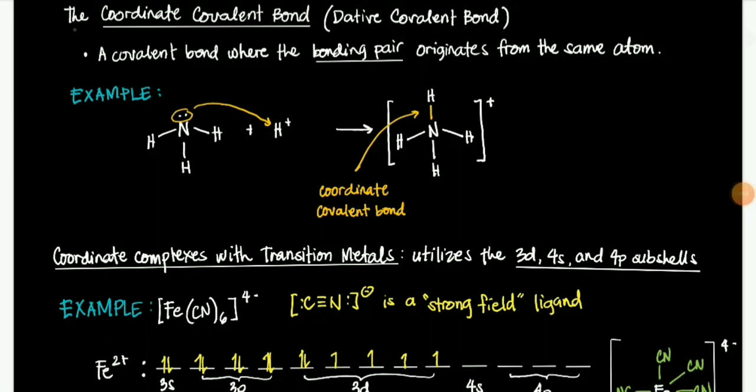So in this video, I'll discuss the coordinate covalent bond. It is also known as the dative covalent bond. This is the type of covalent bond where the bonding pair originates from the same atom. For example, we have ammonia, okay?